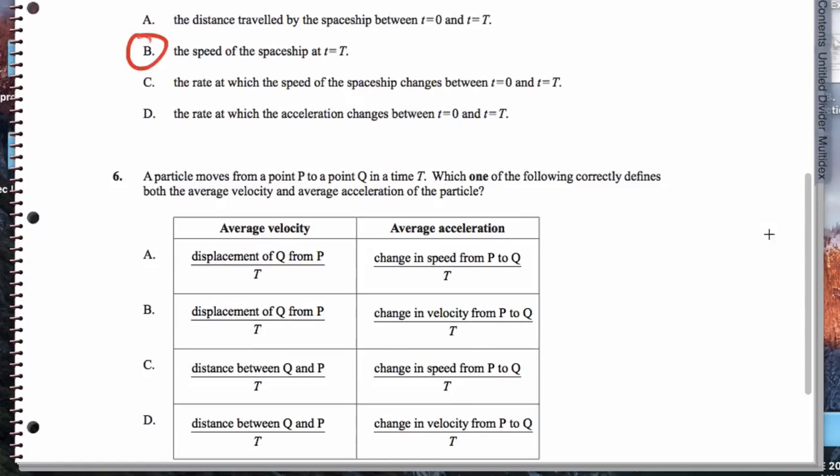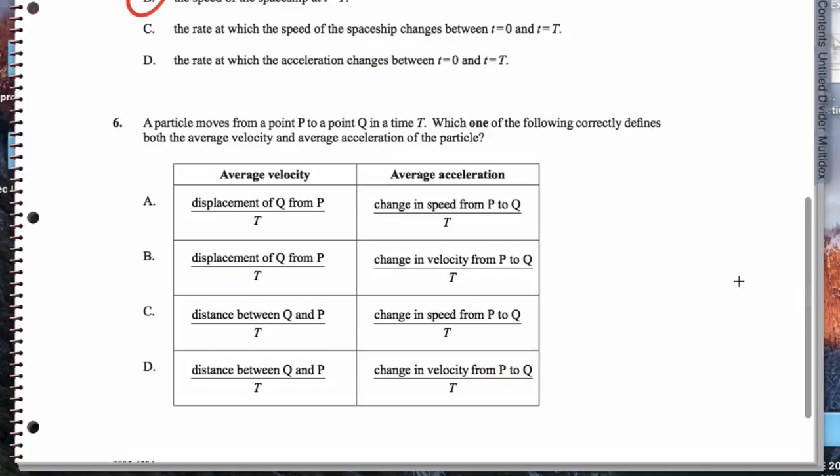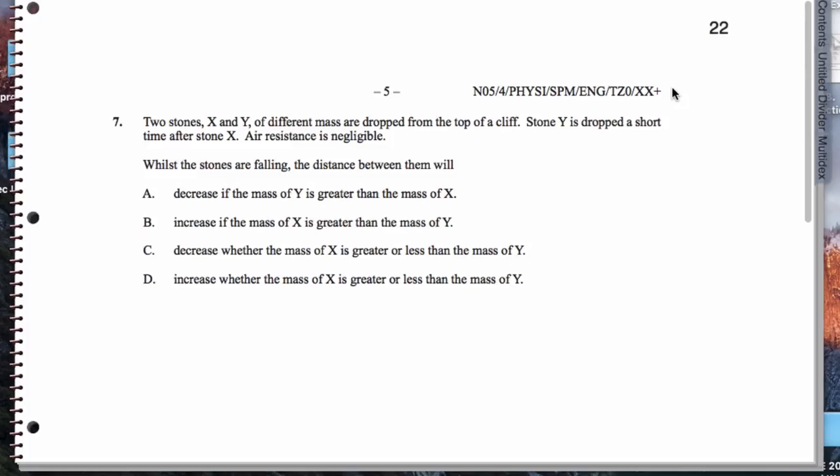Now, average velocity and average acceleration. Again, this is too specific. I don't want to look into this one, so we're going to skip that one. Moving on to the next one.